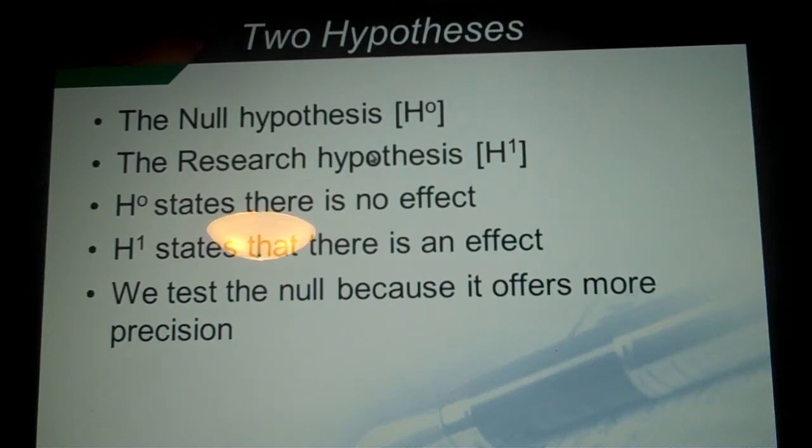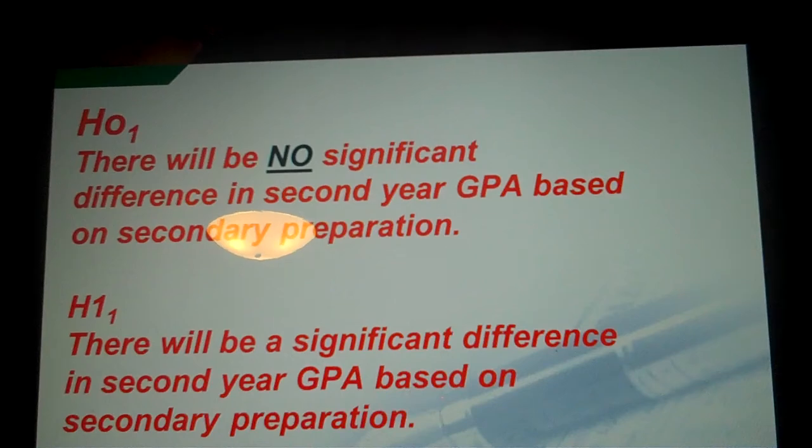Your research hypothesis says that something is going on. There will be a difference. There will be a correlation. H0 says no effect. H1 says some effect. Something is going on. And we test the null because it offers more precision. That's why we test the null.